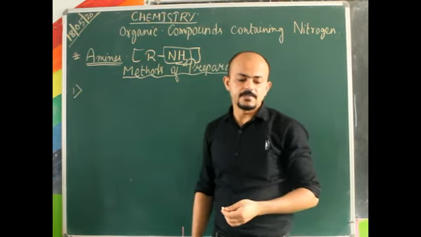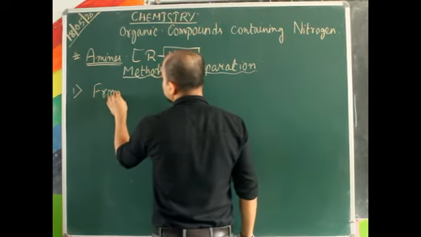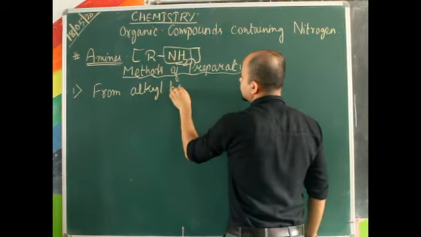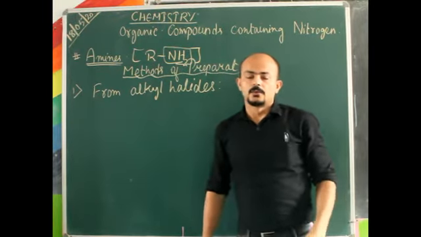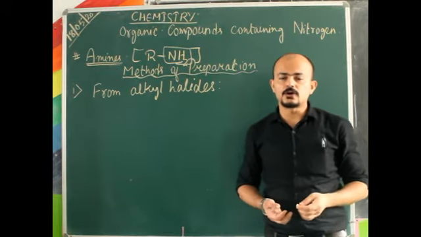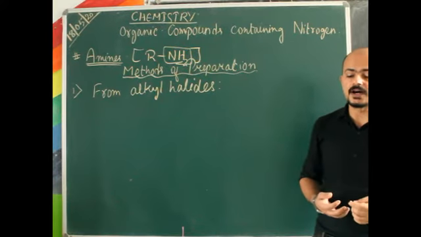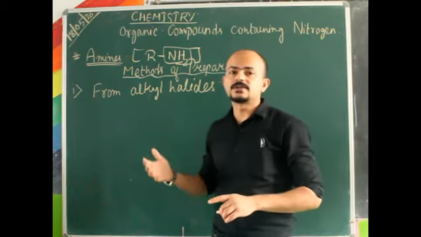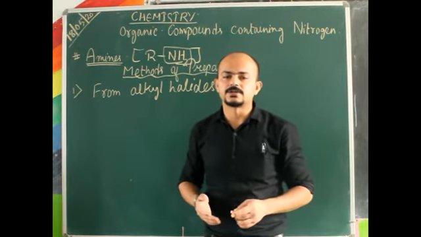The first one is from alkyl halides. Preparation of amines from alkyl halides. When alkyl halides are heated with ethanolic solution of ammonia at 100 degrees centigrade, a mixture of amines will be produced, like first degree amine, second degree amine, third degree amine, and quaternary amine.